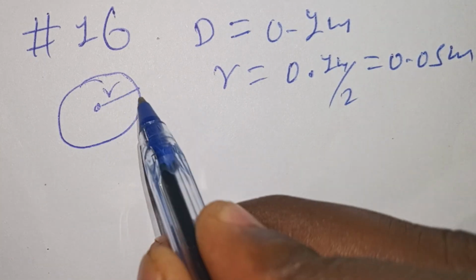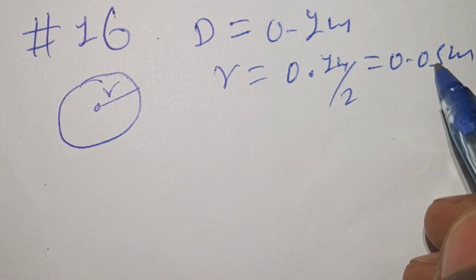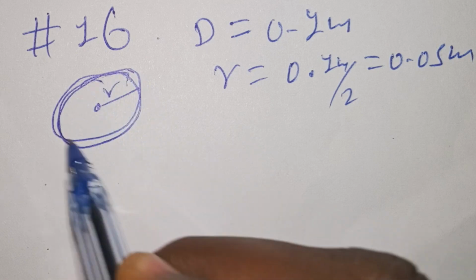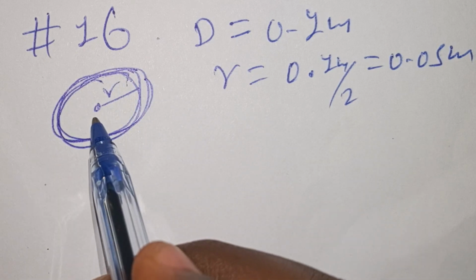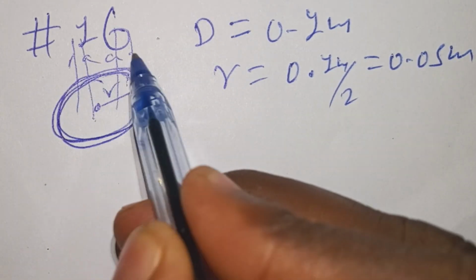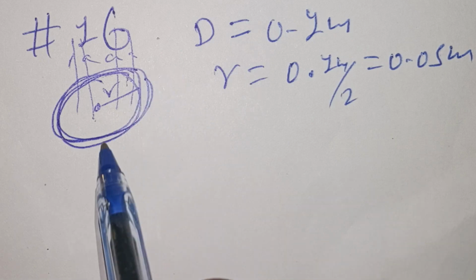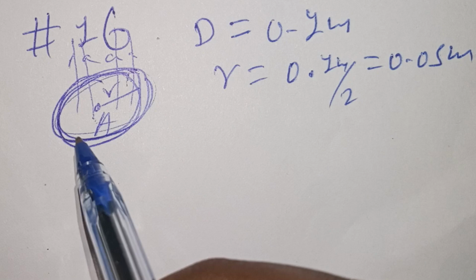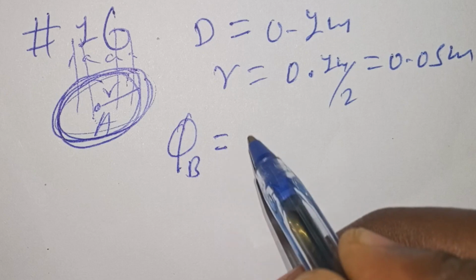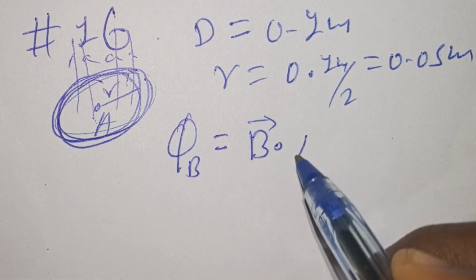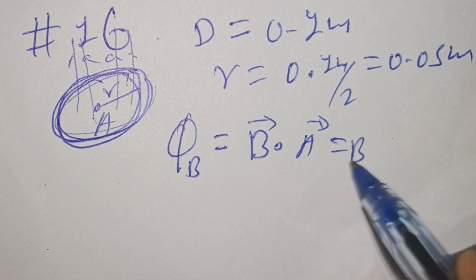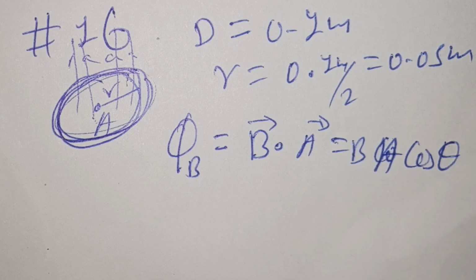So the loop is circular in shape. It has the radius r, which is equal to half of its diameter, and the magnetic field is exactly perpendicular to the plane of the loop. This means all the magnetic field lines are passing through the area of the loop A. So the magnetic flux phi B is equal to the dot product of the magnetic field and the area vector A, which is equal to B times A times cos of angle theta.